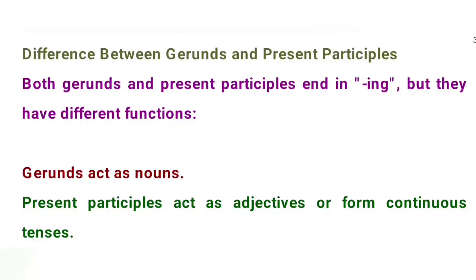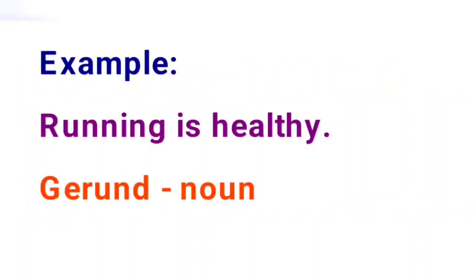There is a common confusion between gerund and present participle. Let's describe the difference between a gerund and a present participle. Both gerunds and present participles end in ing, but they have different functions. A gerund acts as a noun, while a present participle acts as an adjective or forms a continuous tense. Let's clarify with an example.